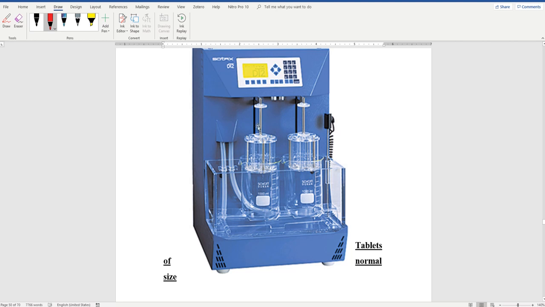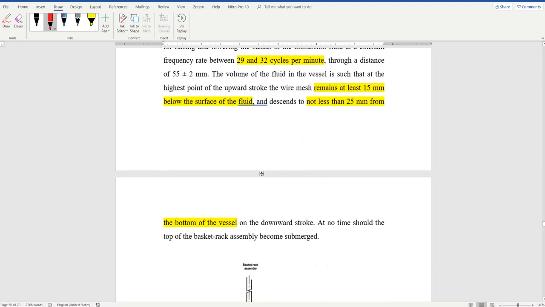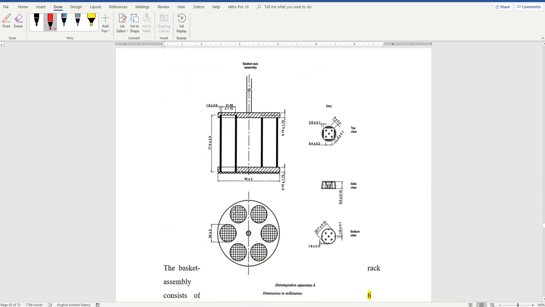After a certain specified time, for example 15 minutes for uncoated tablets, you need to check the condition of the tablets. Did they pass through the mesh? Has every tablet passed through the mesh completely? If each tablet passed through each mesh completely, then you have complete disintegration. So you will have to check each one of them, okay?